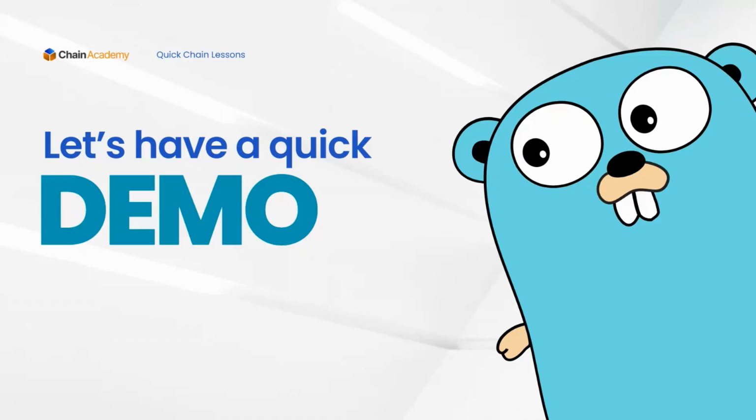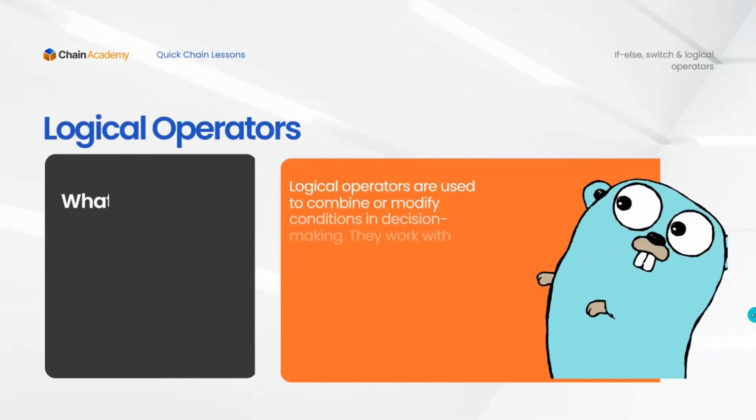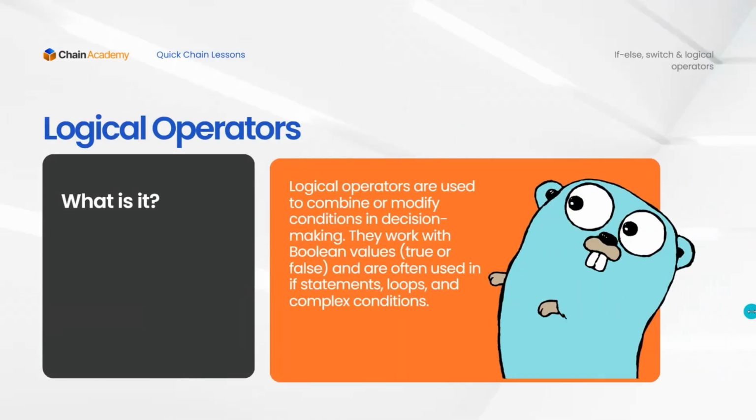Now that you know the basics of control flow statements, let us add more features that we can do with it by using what we call the logical operators. Logical operators are used to combine or modify conditions in decision making. They work with Boolean values, true or false, and are often used in if statements, loops, and complex conditions.